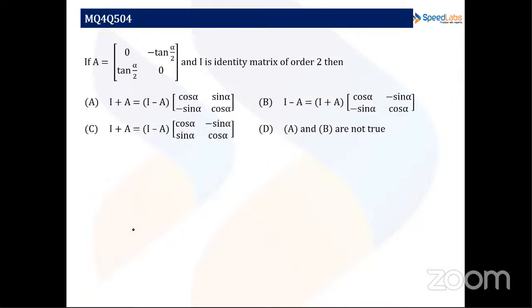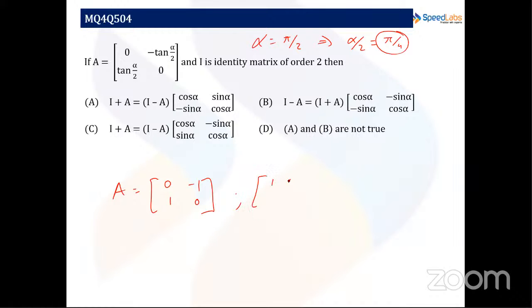Okay, this question you might have proved in the NCERT. There it was given that A equals to this, you have to show that LHS equals to RHS. But here in objective, we have no boundation for the value of alpha. Let's put alpha equals to pi by 2. So alpha by 2 will be equal to pi by 4. So our A will be equal to 0 minus 1 1 0. Now we have I plus A. I is 1 0 0 1. So I plus A is 1 minus 1 1 1.